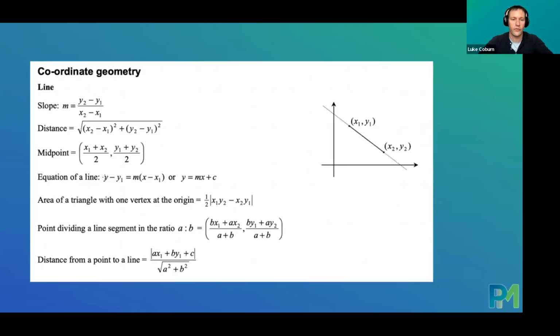Okay, so what I want to do is spend a few minutes going through these formulas here. So let's take this one here to begin with, right? So the slope formula. Where does this come from?